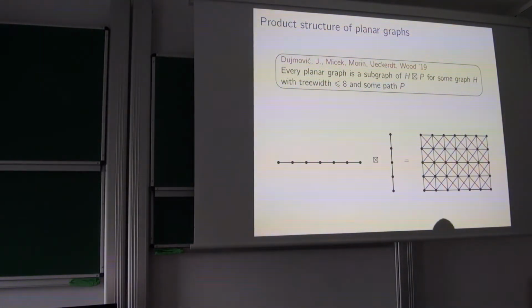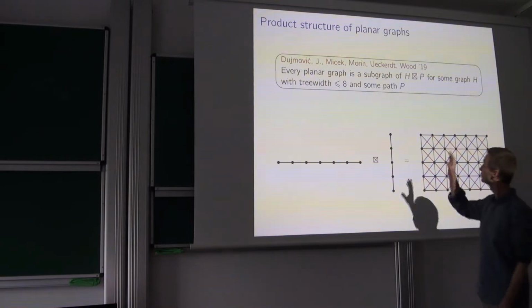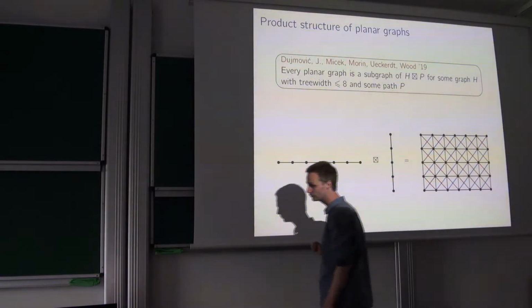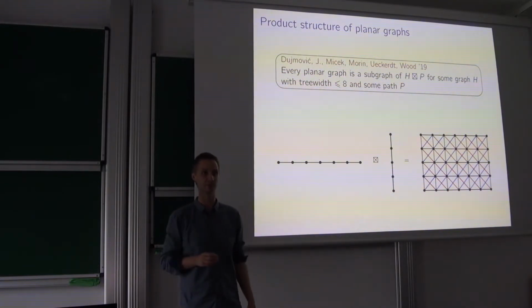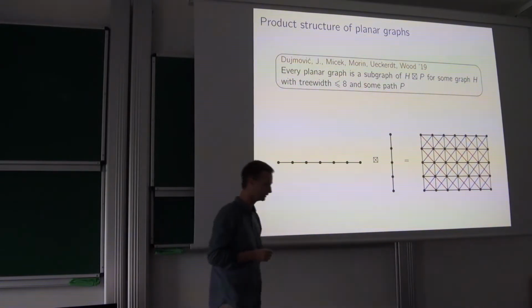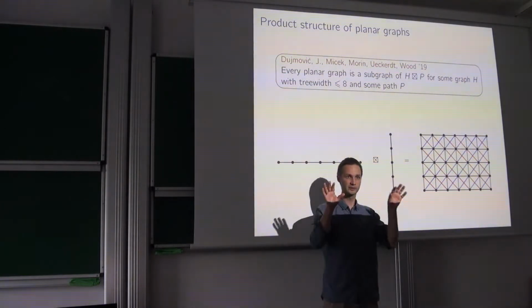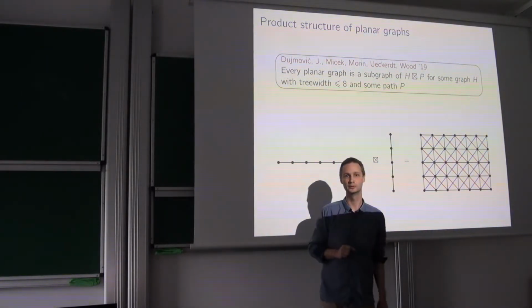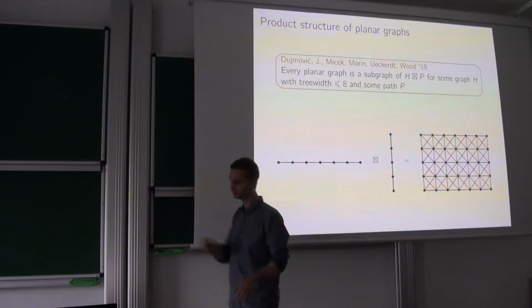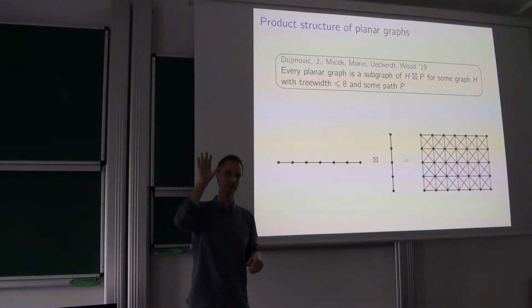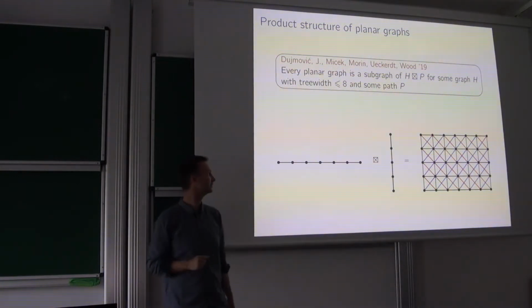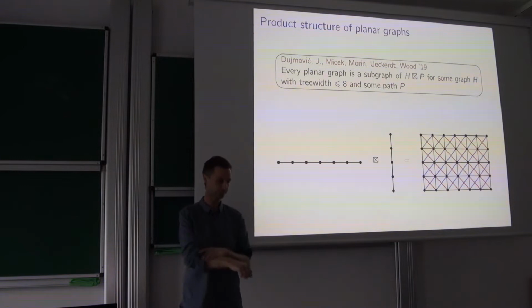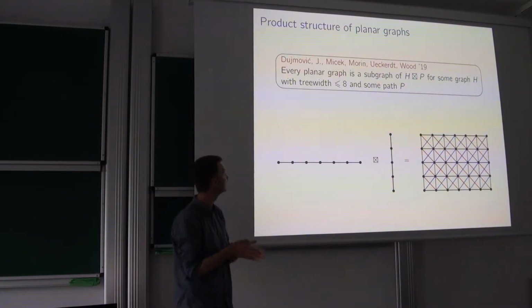Take your favorite planar graph, then there is a choice of a bounded treewidth graph H. Treewidth at most t, the constant is not important, it has bounded treewidth. And a path P, so that when you take the strong product of H and P, you contain your planar graph as a subgraph. Right? So for every planar graph, you can find an H of bounded treewidth, a path P, and your graph is contained in the strong product. So that's the product structure that I'm referring to.